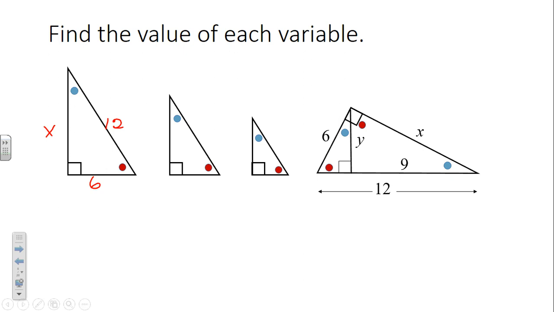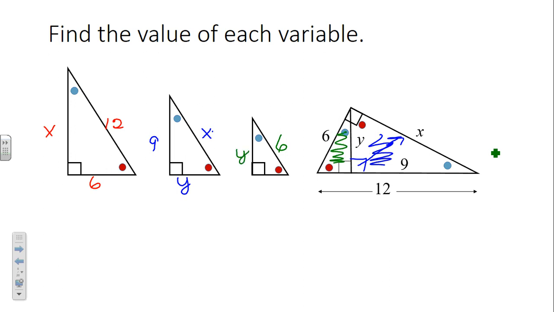Now let's look at our medium-sized triangle. The long leg is 9. The hypotenuse is X, since it's opposite the 90-degree angle. Y is the short leg, and the short leg is 6. Okay, now let's look at the little one. The little one has a hypotenuse that is 6, and Y is the long leg.